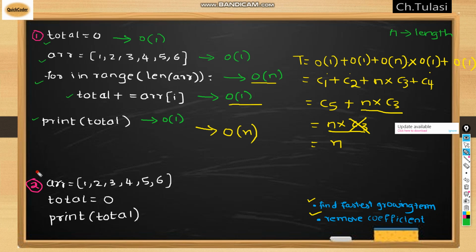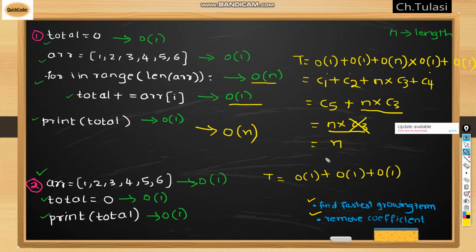Okay friends, let's move to the second one. I have initialized an array with 6 elements, I initialize total with 0, and print total. The time taken to initialize this array with these elements is O of 1, the time taken to initialize 0 to this total is O of 1, and to print this is O of 1. Okay, what is the total time? Let's analyze. So t equals O of 1 plus O of 1 plus O of 1.